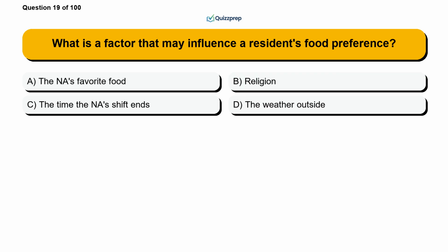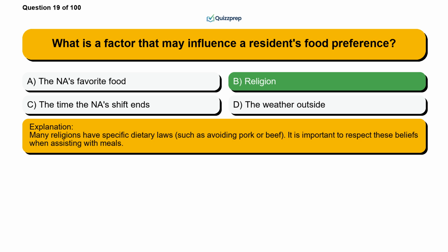Question 19. What is a factor that may influence a resident's food preference? Option A, the NA's favorite food, option B, religion, option C, the time the NA's shift ends, option D, the weather outside. The correct answer is option B, religion. Many religions have specific dietary laws, such as avoiding pork or beef. It is important to respect these beliefs when assisting with meals.